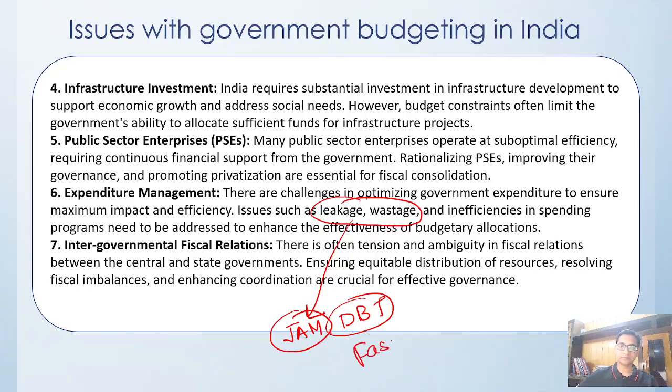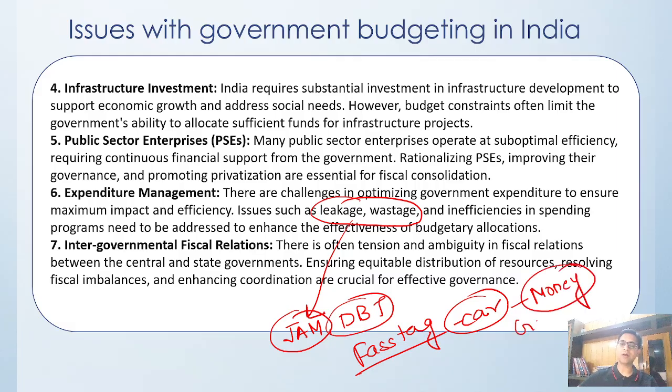FASTag for your cars, right? Earlier, there was a very high amount of black marketing going on at toll plazas. But once the FASTag came into being, the money is directly going to the government. It is directly getting credited to the government, right?